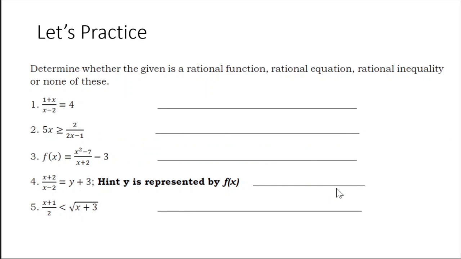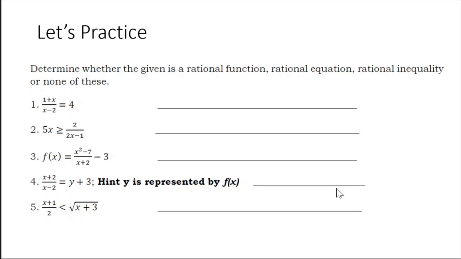Now let's practice. Please get your pen or scratch paper to answer this one. Determine whether the given is a rational function, rational equation, or rational inequality, or none of these. So your answer could be rational function, rational equation, rational inequality, or none of these. Okay, you may start answering now. Okay, let's check your work.